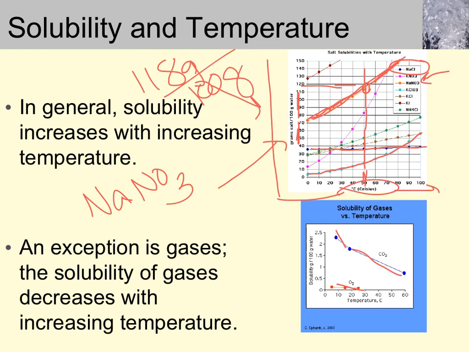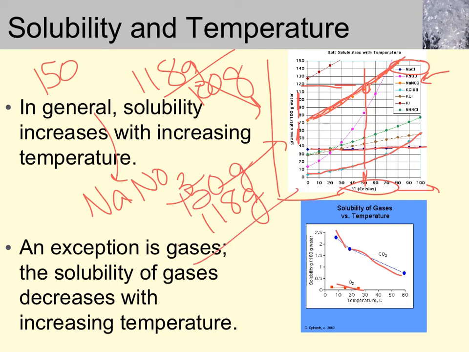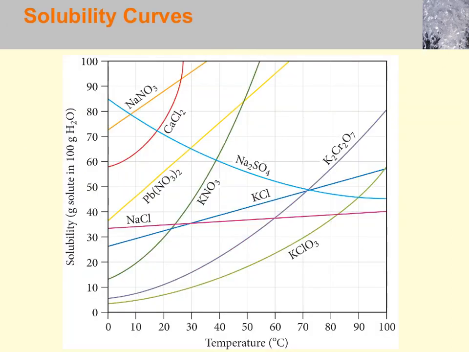And so what if I put 150 grams of sodium nitrate in 100 grams of water? What would happen? Well, 118 grams would dissolve. How many grams would remain undissolved in the bottom? 32 grams would remain undissolved in the bottom because that's beyond the saturation point. So make sure you're real familiar with solubility curves.